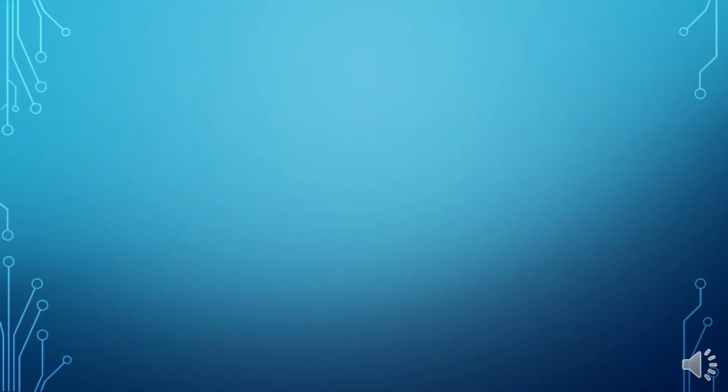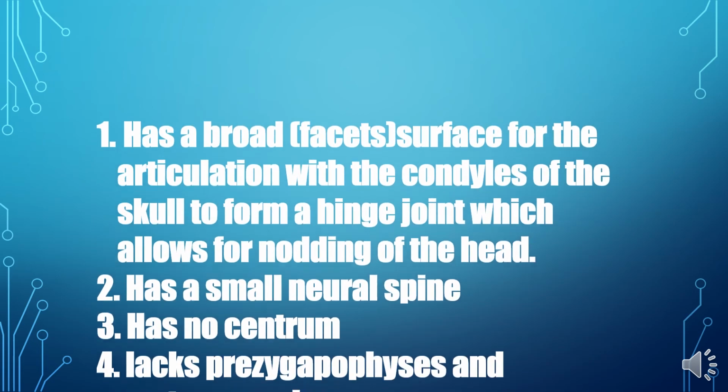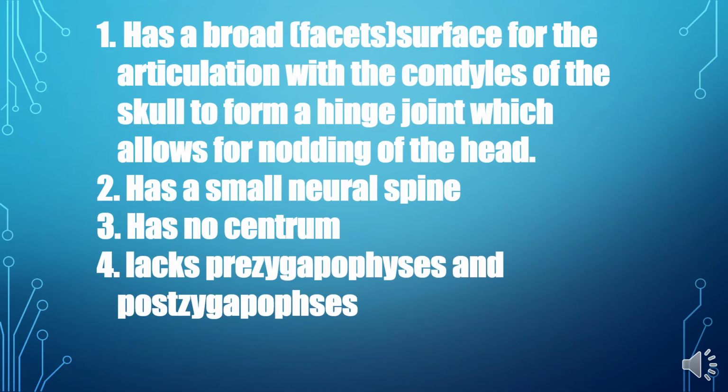So it has very broad facets or surface for the articulation with the condyles of the skull to form a hinge joint, which allows for nodding of the head. And then it has a small neural spine. Then it also has no centrum. It lacks prezygapophyses and postzygapophyses. That is the atlas.